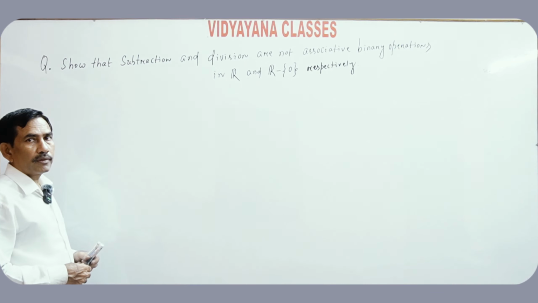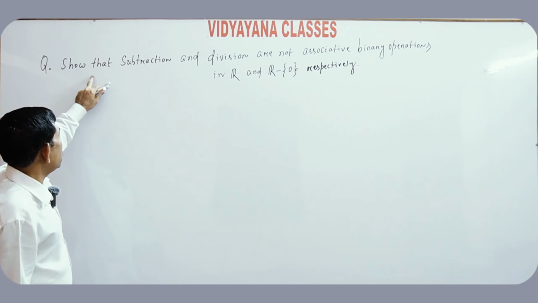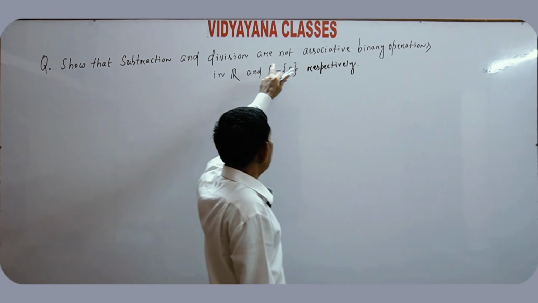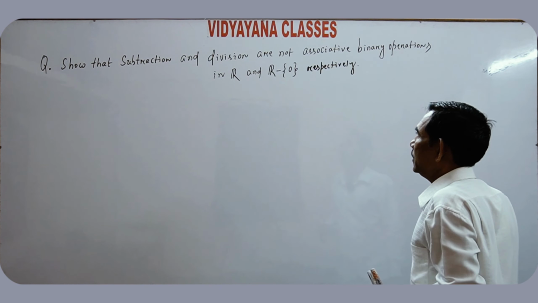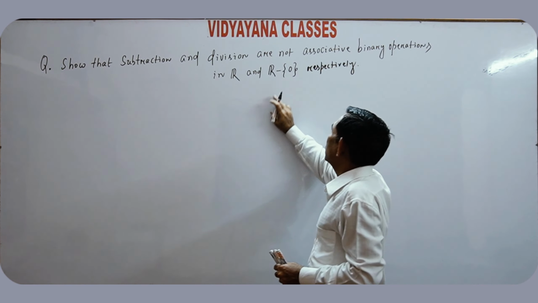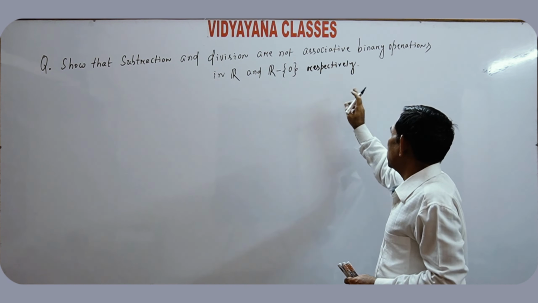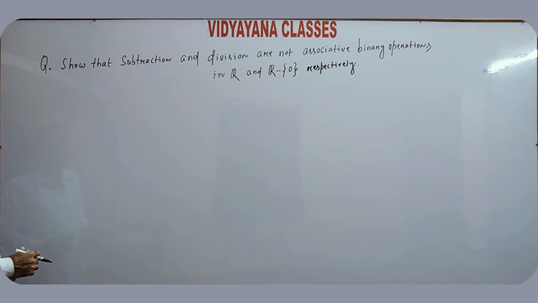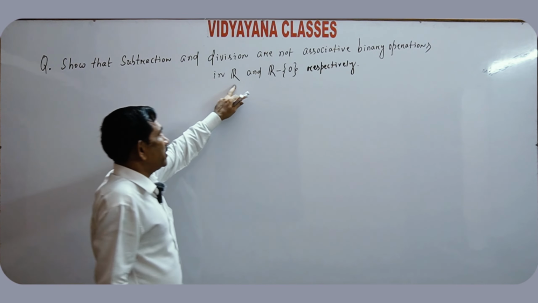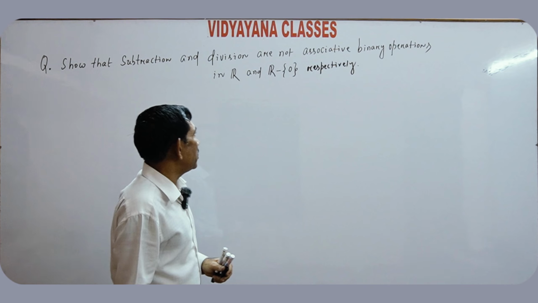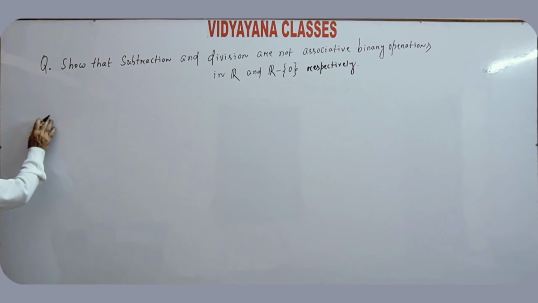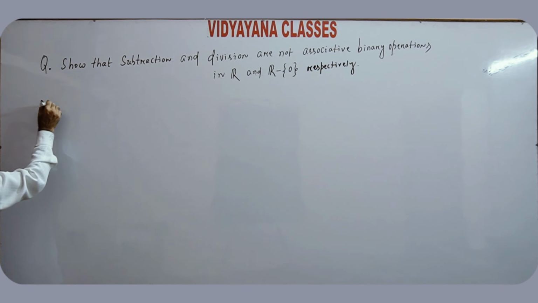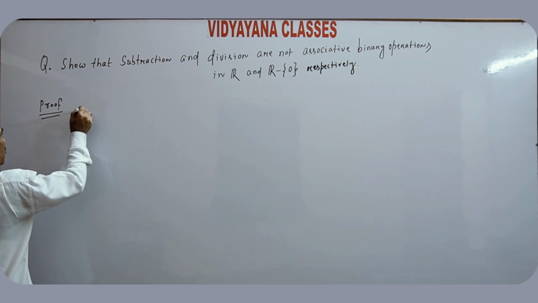Next question. Show that subtraction and division are not associative binary operations in the set of real numbers and the set of real numbers without zero respectively. Prove, or solution. Case 1.